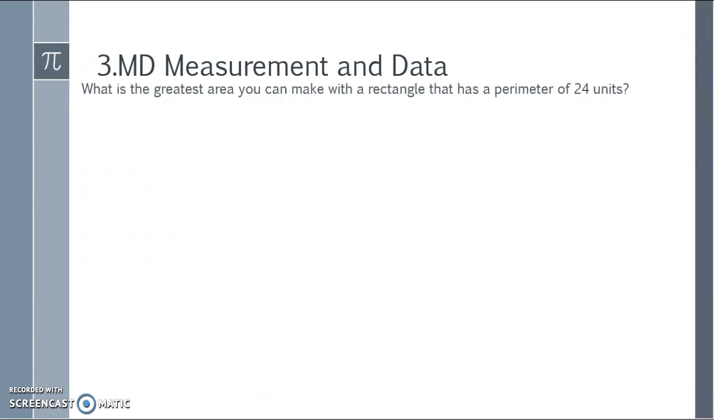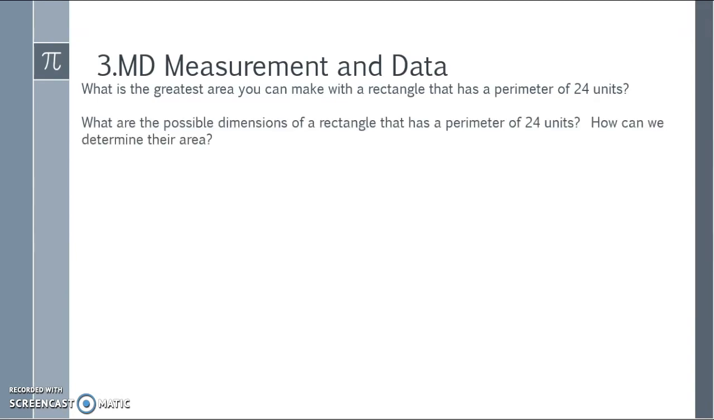What is the greatest area you can make with a rectangle that has a perimeter of 24 units? What are the possible dimensions of a rectangle that has a perimeter of 24 units? And how can we determine their area? Take a moment, pause, jot some ideas down, and then we'll come back together.